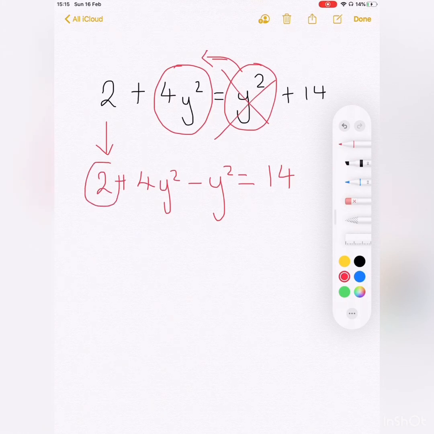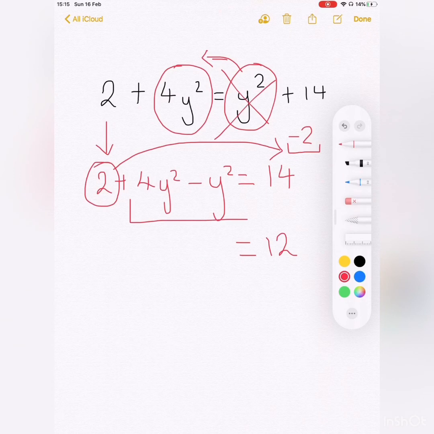So then, in order to get rid of that plus 2, remember when we move it across, it becomes a minus. So we now have 14 take away 2, which is 12, and we can make this a little nicer. Remember, there's an imaginary 1 in front of there. So it's now 4y squared, take away 1y squared, which leaves us 3y squared.